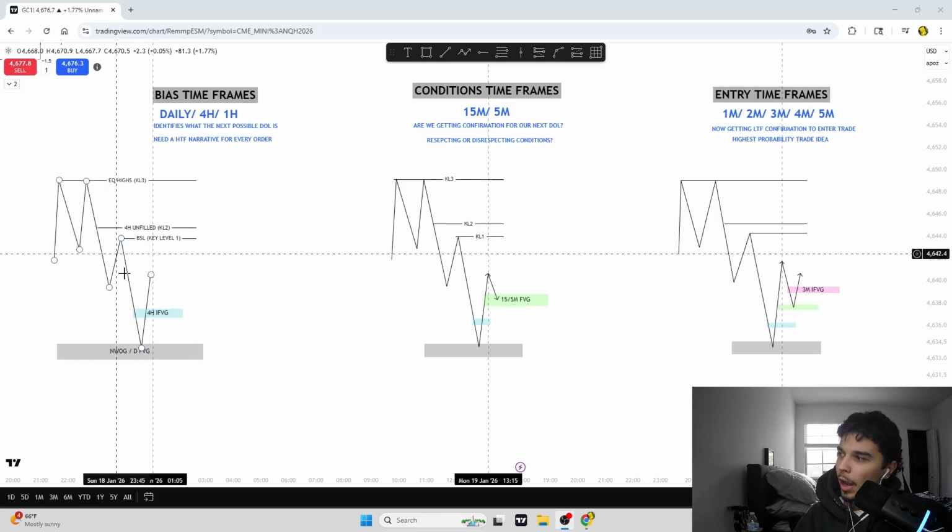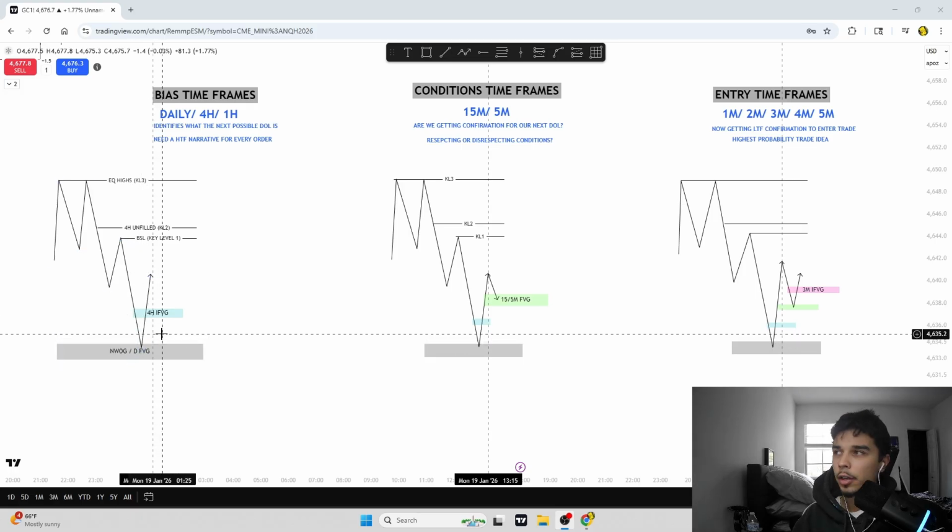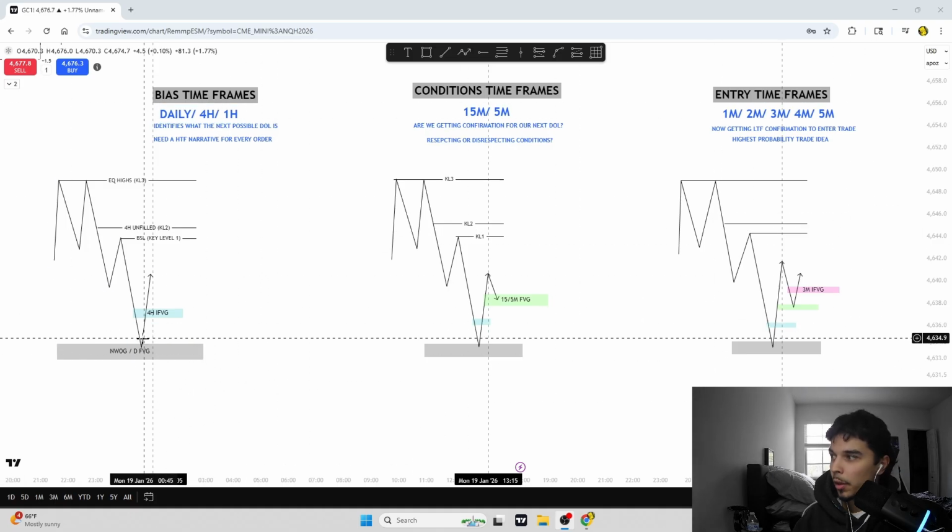From there, after we hit that, we're not just going to press long because we see the first 1 minute inversion out of it. No, we have to use time frame alignment. We can't just go from the daily to the 1 minute. That's just not how it works, right? So what are we going to do?